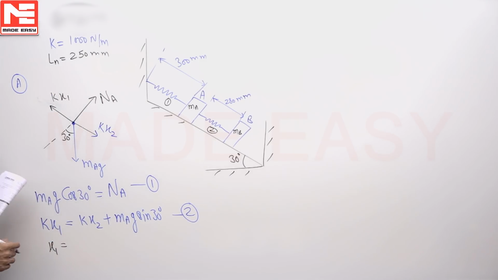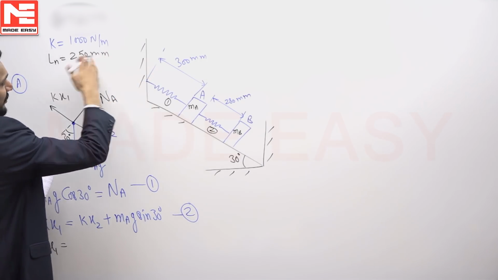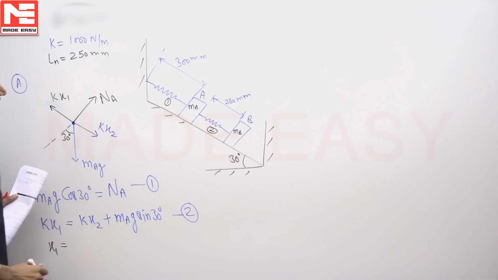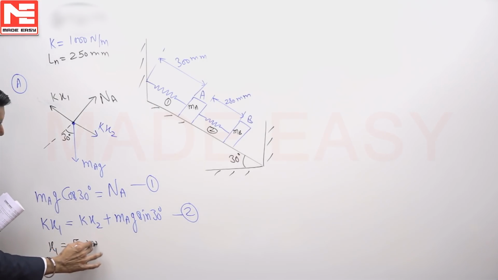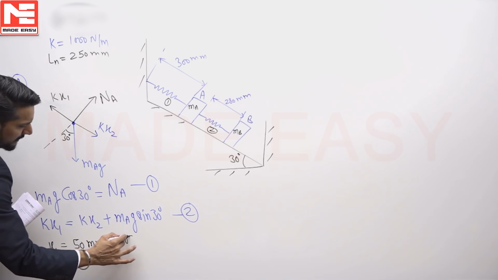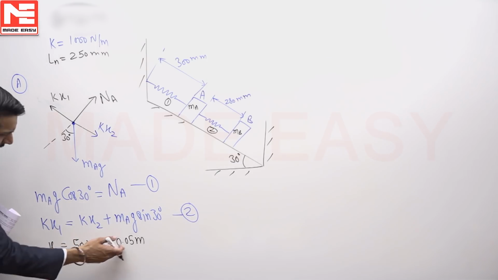X1 is given as, now its natural length is 250, and extended length is 300, so it is going to be 50 millimeter. So better you take it as 0.05 meter, because K is given as 1000 Newton per meter. So we must find out forces in SI units, that is in Newton. So better to take it in meter.